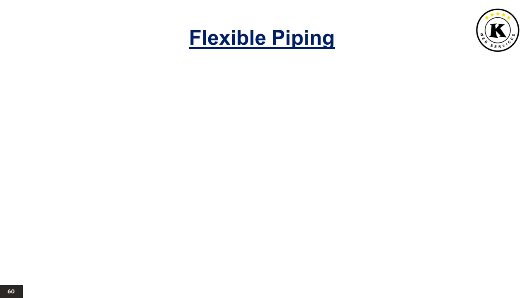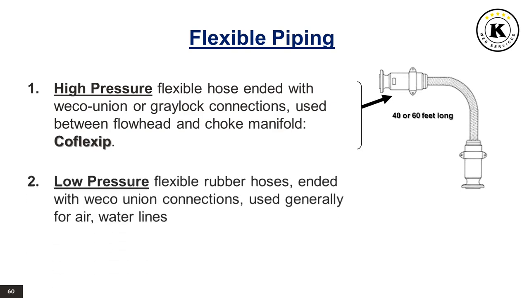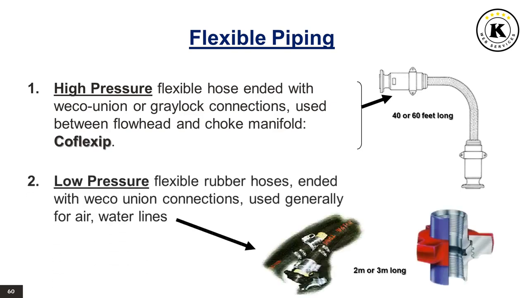Flexible piping. 1. High-pressure flexible hose, ended with Wico union or greylock connections, is used between flowhead and choke manifold. It is called coflexip. 2. Low-pressure flexible rubber hoses, ended with Wico union connections, are generally used for air and water lines.